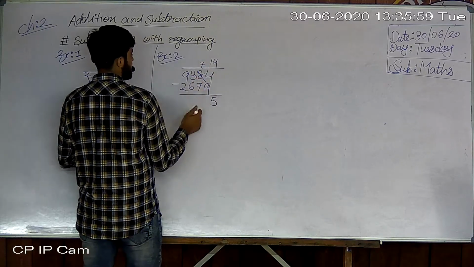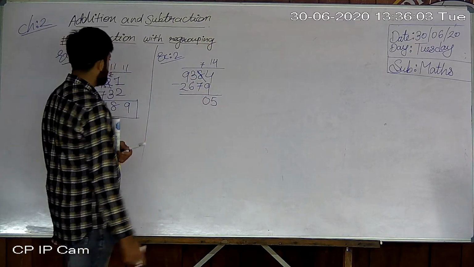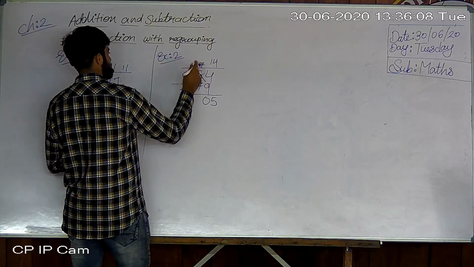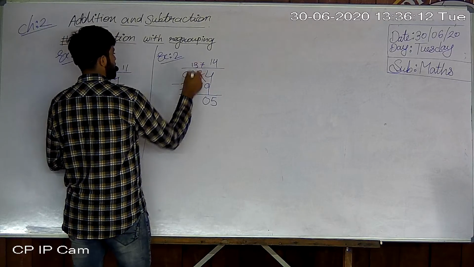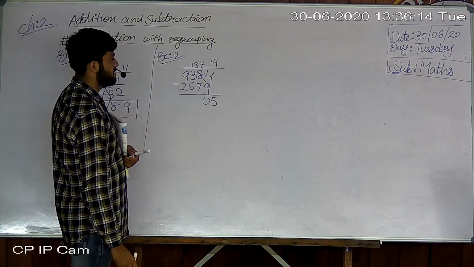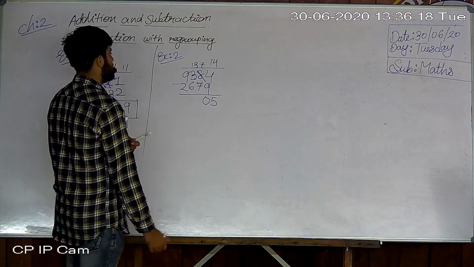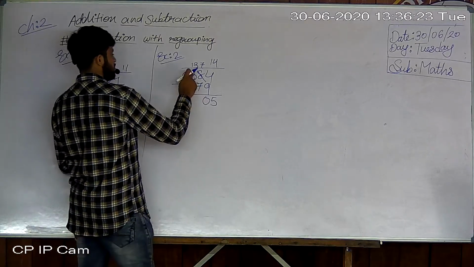7 minus 7 is 0, and then here 3 minus 6, is it possible? No. So what are we doing? Borrow 10. 10 plus 3 is 13. 13 minus 6. So which number do we put there? Okay, now see.